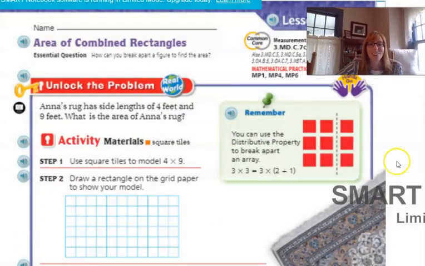We are going to be working on our Go Math. If you want to get out your Go Math book and open it up to 11.8, which is area of combined rectangles. And we are on page 669 today. All right, we're down to like our last 4 math lessons. It's crazy. All right, so let's get started.